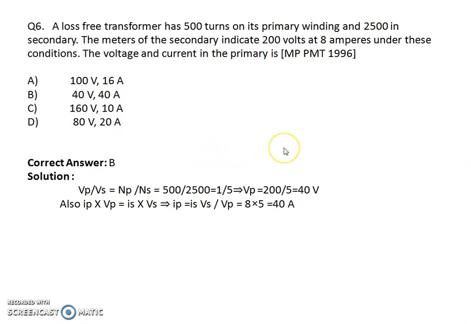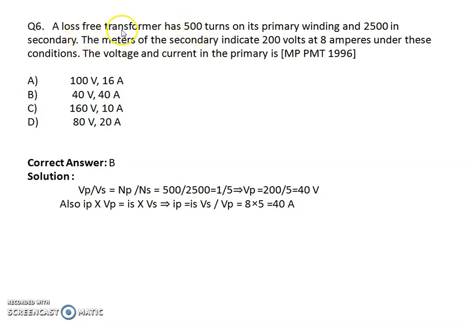Then the next question: a loss free transformer has 500 turns on its primary winding and 2500 in the secondary. The meters of the secondary indicate 200 volts and 8 amperes. Under these conditions, the voltage and current in the primary is. So again, this is a very simple question.